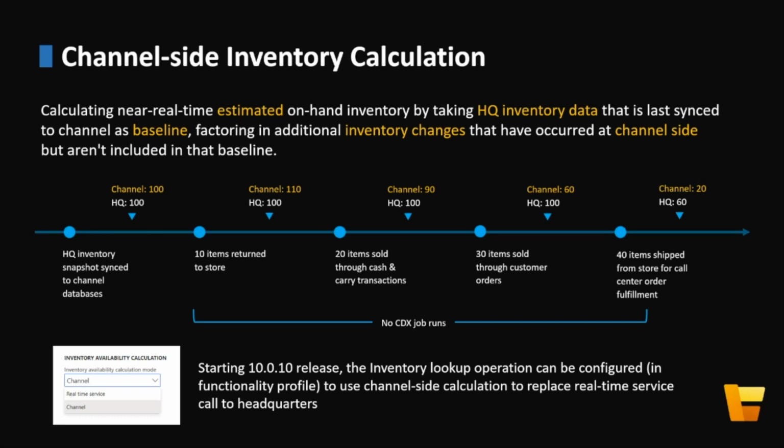So over time, as you can see in the timeline, you can tell how the channel side calculated data can better reflect a more accurate snapshot than the headquarters side data.